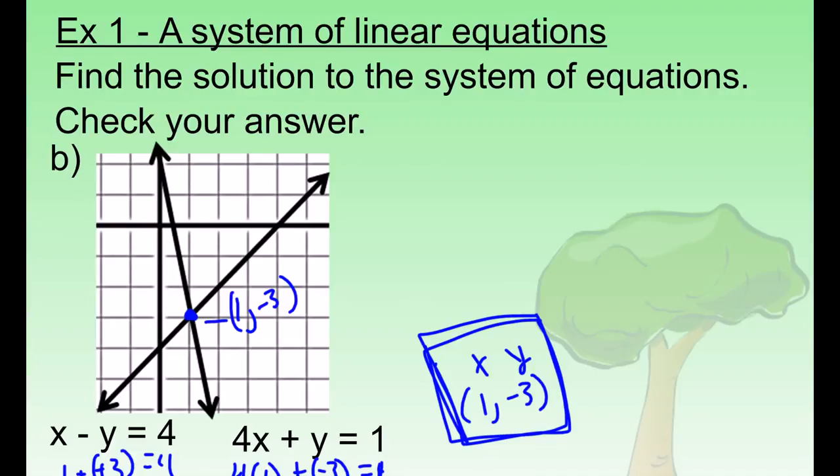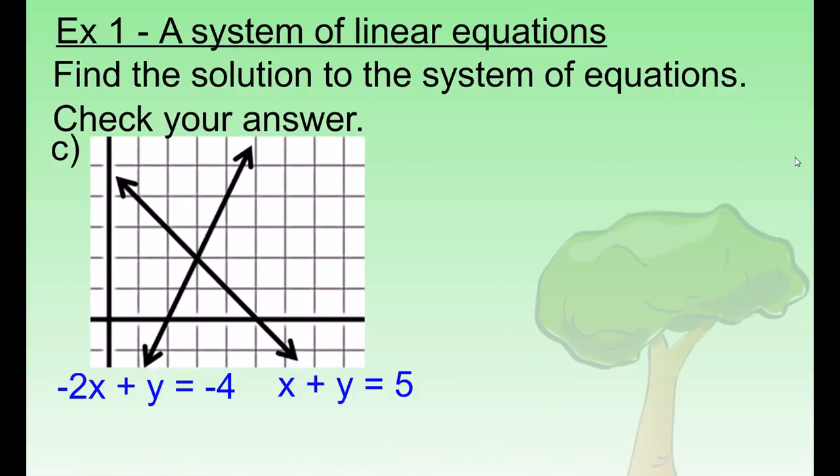Okay, here is letter C. It says find the solution to the system of equations, which is the same thing we did in the previous two problems. So you have a graph of these two equations down here in blue. Go ahead and solve the system of equations, find the solution that satisfies both, and check your work. When you're ready to continue, hit play, and we'll go through it together.